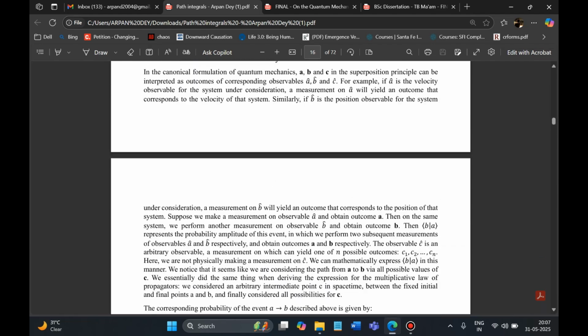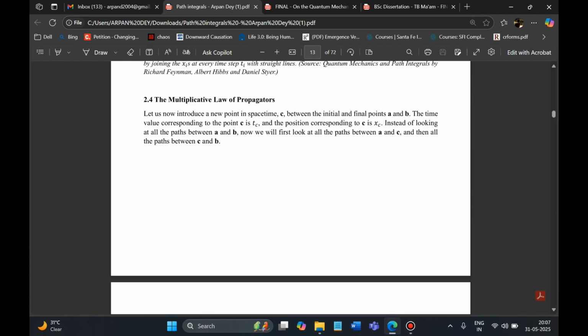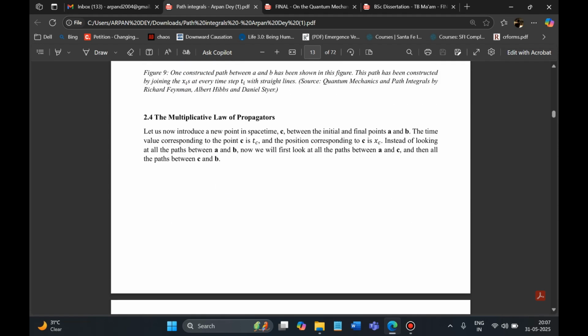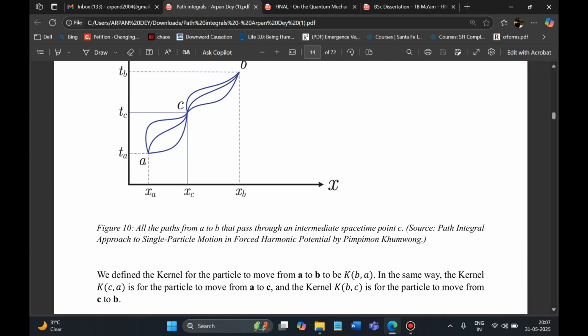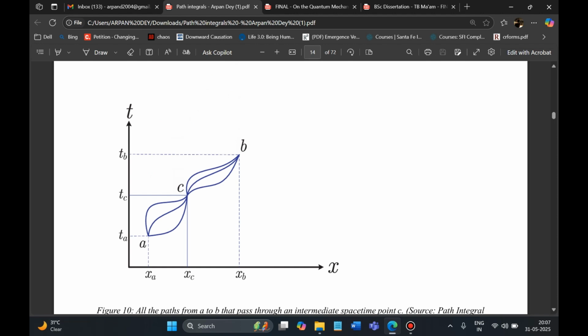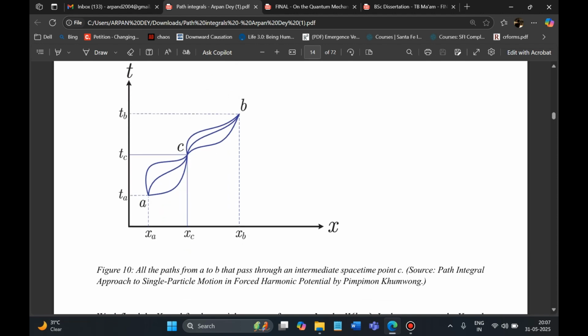Now all this I'll be skipping here, since I've already discussed this in previous videos. See, this is the multiplicative law of propagators, very important. Let me just quickly discuss this once more, even though I've discussed this in the previous video as well. This links back to the superposition principle in canonical quantum mechanics.